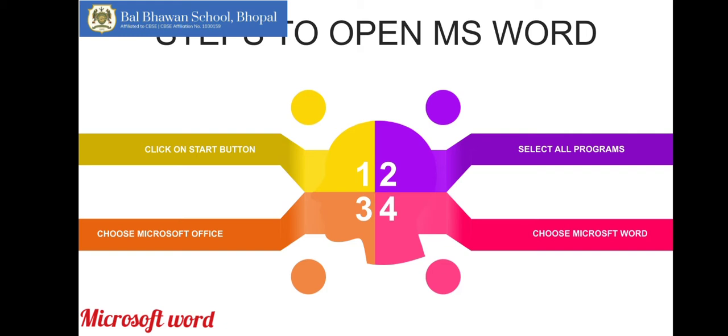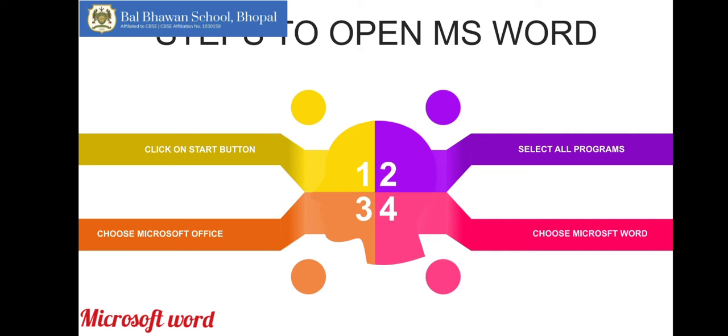These are the steps to open Microsoft Word. From the desktop, you have to click on the Start menu. After that, select the All Programs option. From the menu, select Microsoft Office and from there choose Microsoft Word 2010. If you don't have the 2010 version, you can work on 2007 or else you can work on 2013 also.